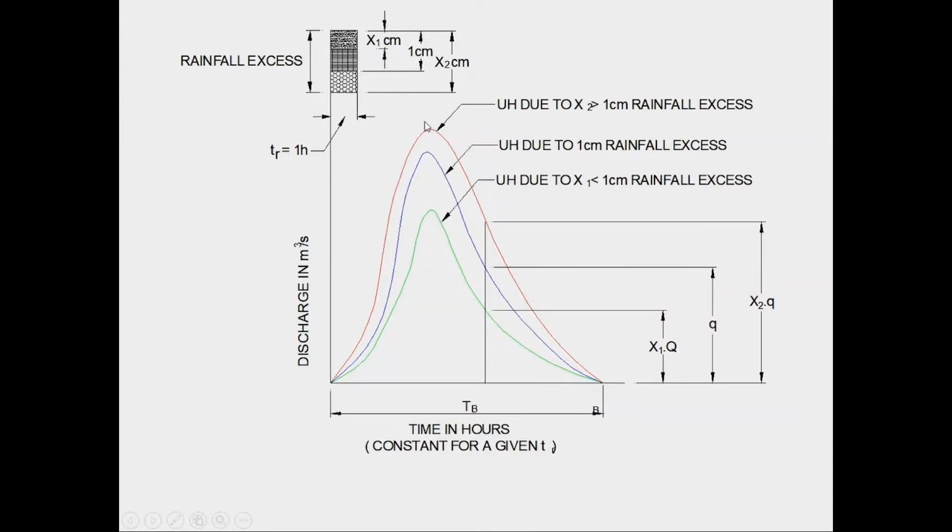So if here the value was q, then this value has become x1 into q, and this value has become x2 into q. If this was the highest discharge, consider this q was 10 cubic meter, then this value will be x2 into 10, and if it is 5 centimeter, then this value will be x1 into 5. So this will just get reduced proportionately. Could you get what I am telling? Have you understood what I have explained?